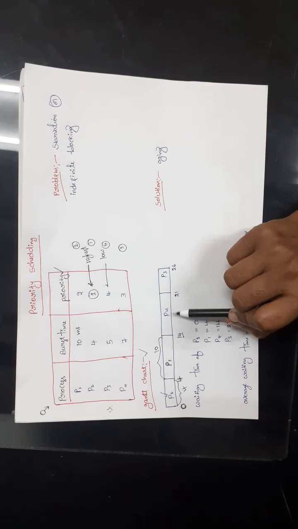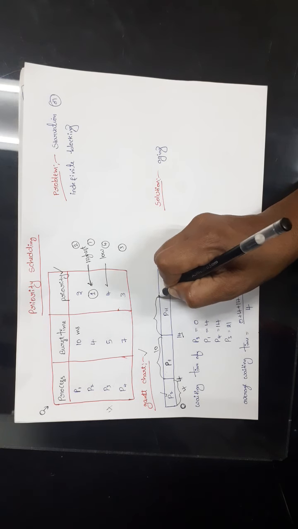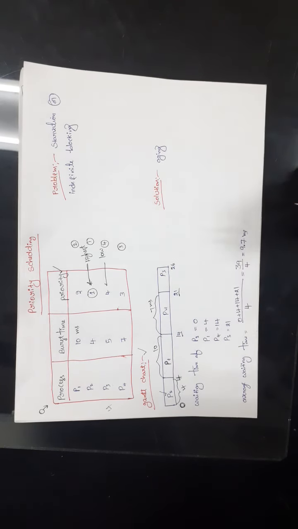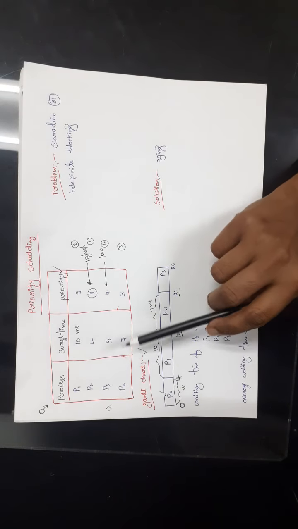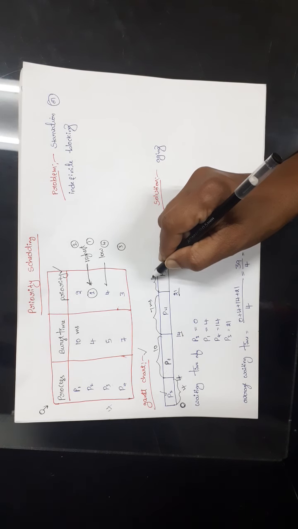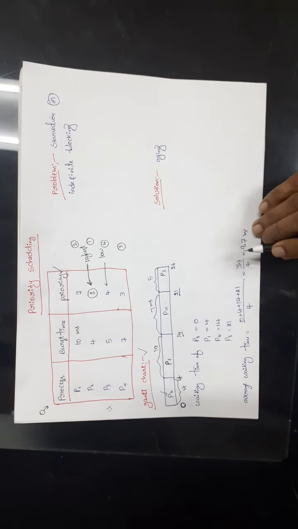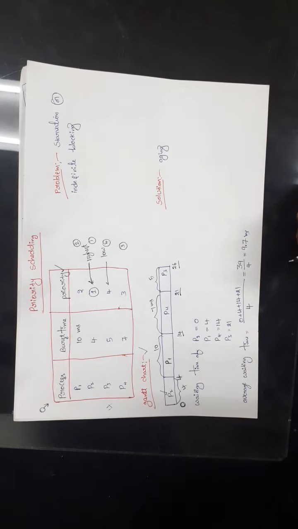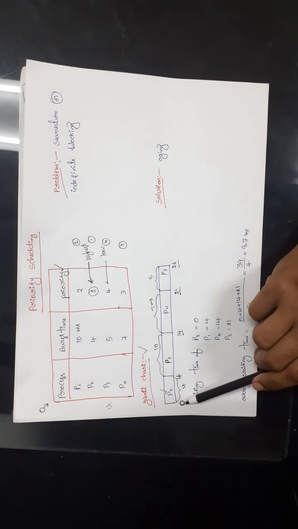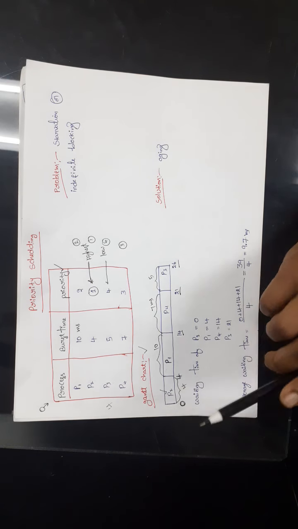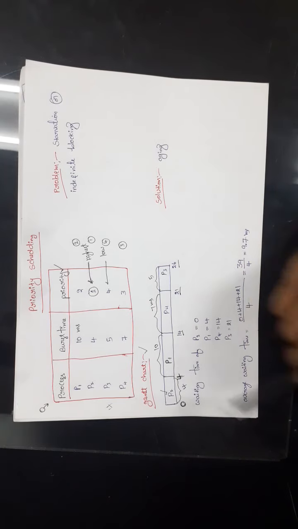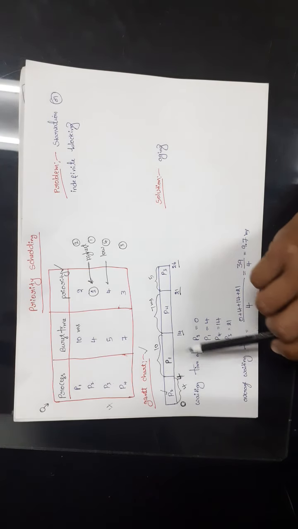How much time will it take? It will take 7 milliseconds to finish its execution, so at this time it will finish. Then P3 will get the chance. It will be executed for 5 milliseconds, so at this time it will finish its execution. Finally, the Gantt chart represents at what time which process will get the CPU, at what time it should release the CPU, and how much time it will be executed. The Gantt chart represents these points.